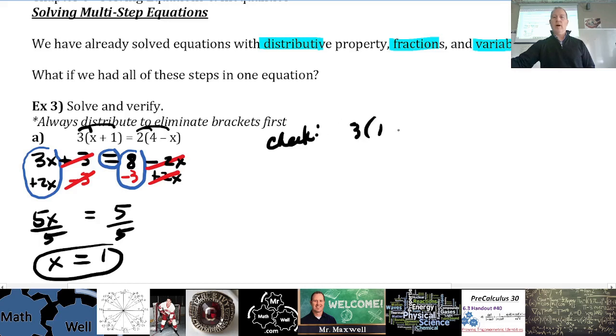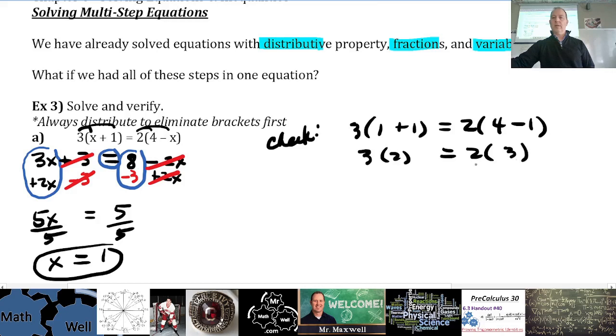So you just put in 1 wherever you see a variable, and we're going to just evaluate. So that's 3 times 2. This is 2 times 3. Well, that's 6, and that's 6. So that works.